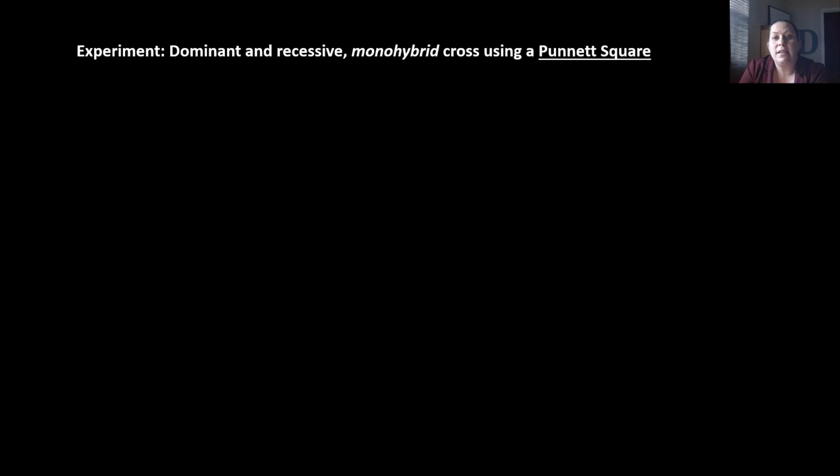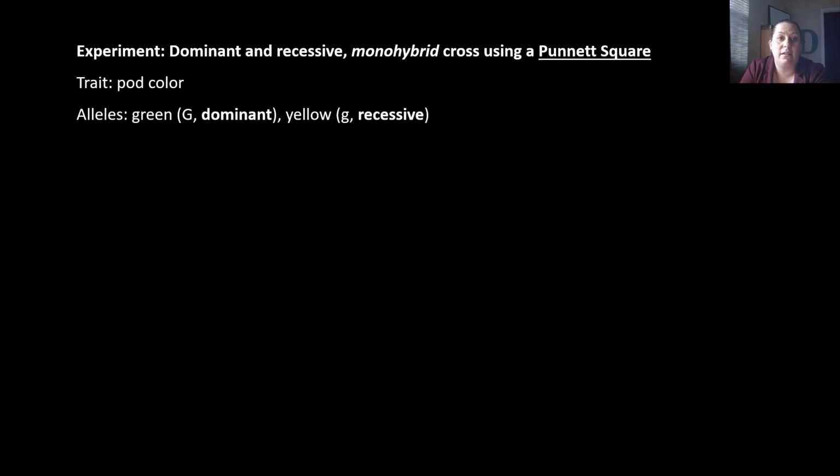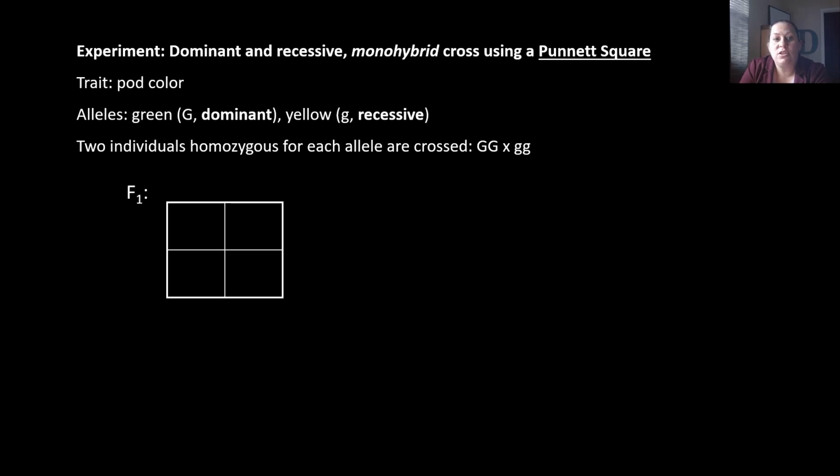So dominant and recessive monohybrid cross using the Punnett square, we're going to look at the trait color for pod color. So green is going to be dominant, and we're going to represent that by a big G. Yellow is recessive with the little g. Two individuals that are homozygous for each allele are crossed. So I have a big G crossed with a little g. So let's figure this part out.